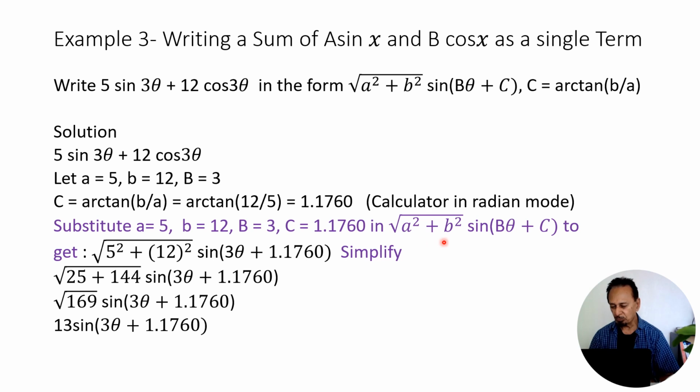Now we substitute a 5, b 12, B 3, and c 1.1760 in this form, square root of a squared plus b squared sine B theta plus c, to get square root of 5 squared plus 12 squared times sine 3 theta plus 1.1760. So then B we change to 3. Now we simplify this one. 5 squared is 25, 12 squared is 144, and this will be 169, and this becomes 13. So we have 13 times sine 3 theta plus 1.1760.